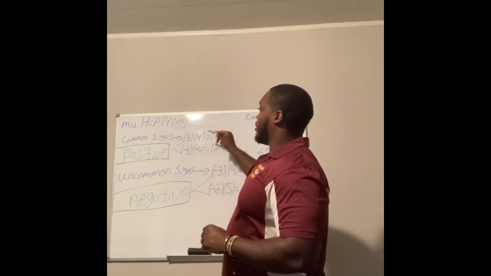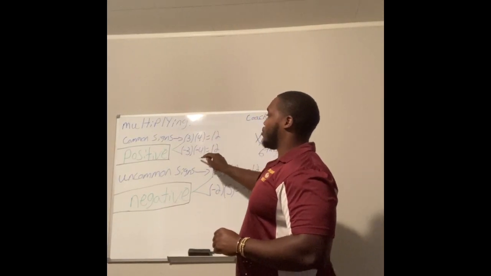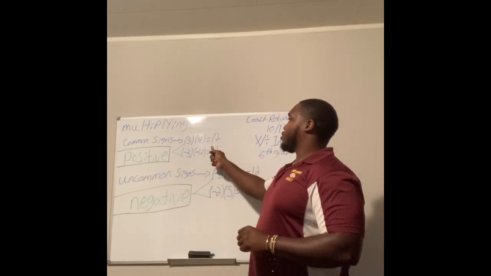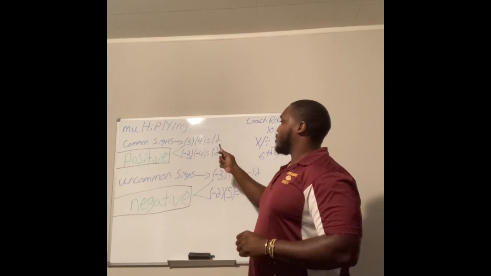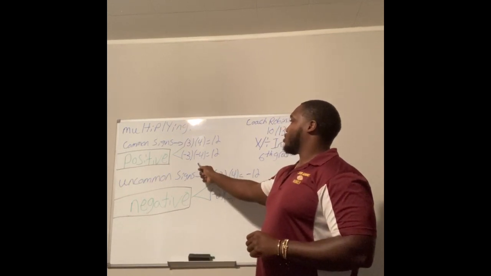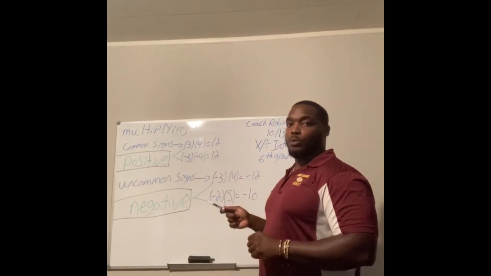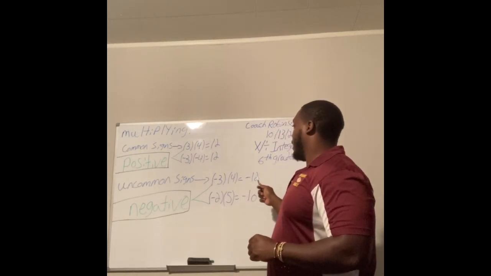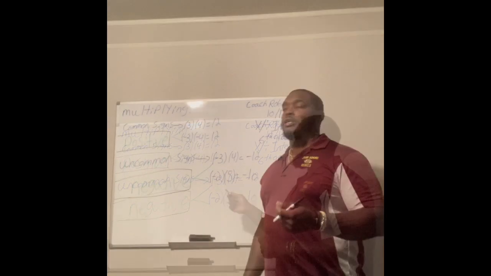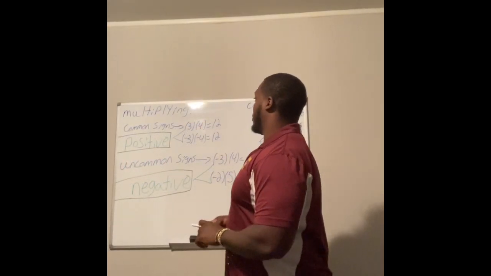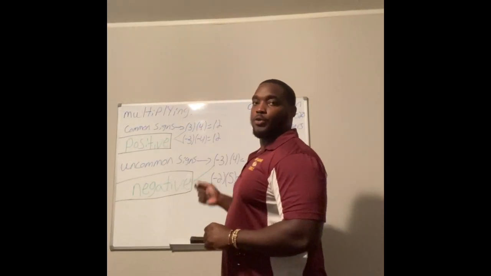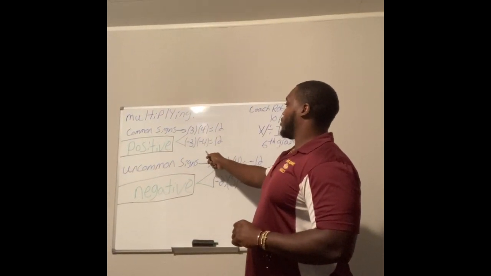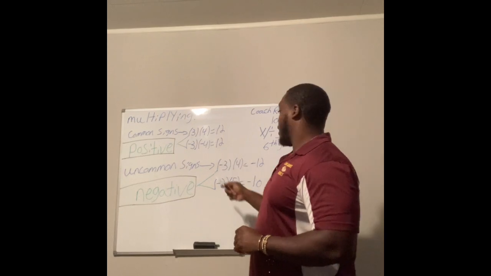You have to know that two common signs will give you a positive result. So two positive integers will give you a positive result, and two negative integers will give you a positive result as well. Two uncommon signs will give you a negative result. So if I reiterate, two positive integers will give you a positive result. Two negative integers will give you a positive result.